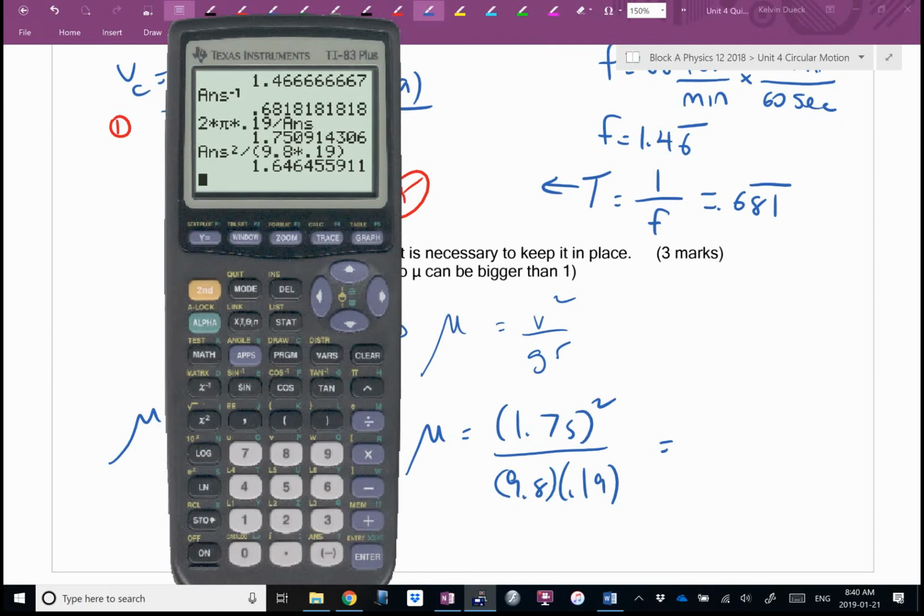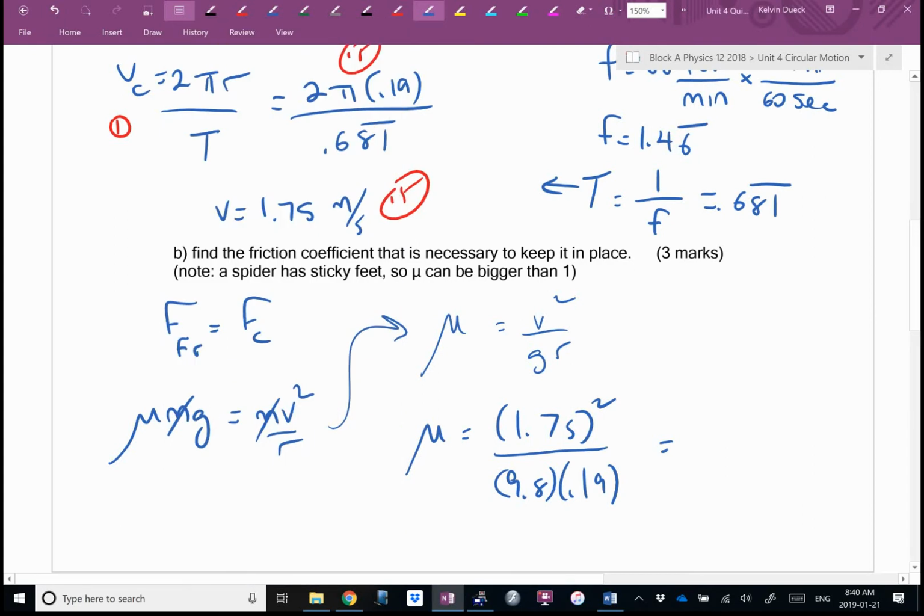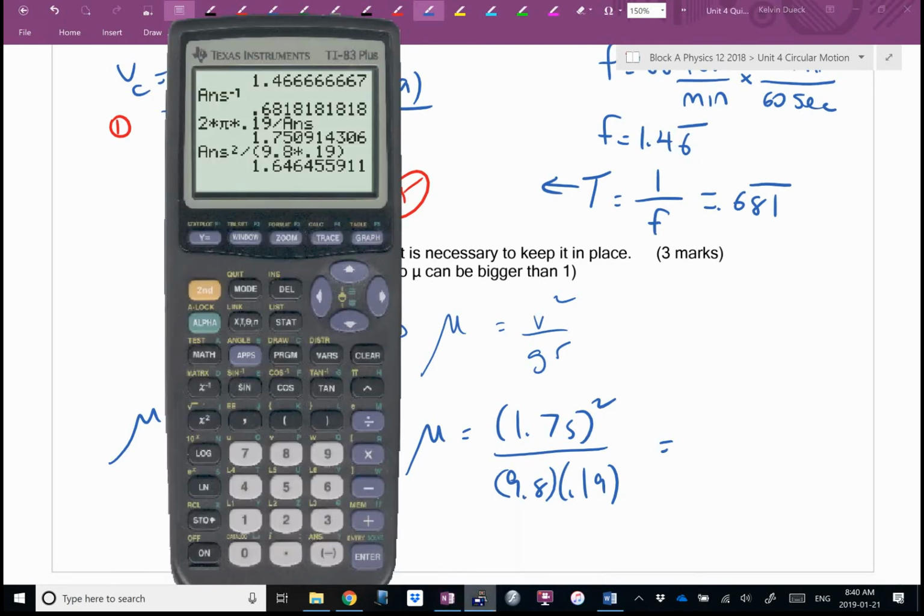Now, at first that creeped me out. I don't know, spiders have sticky feet, don't they? They can walk on ceilings upside down, yes? So I think they have a mu bigger than 1 because they can support their own weight plus more than their own weight. So do you get 1.65? Yeah.